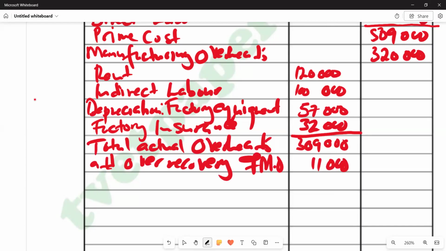So we come now to calculate total cost of production, whereby we're saying prime cost plus manufacturing overhead, 509,000 plus 320,000, and we're going to get 829,000, and we're going to call that figure total cost of production.